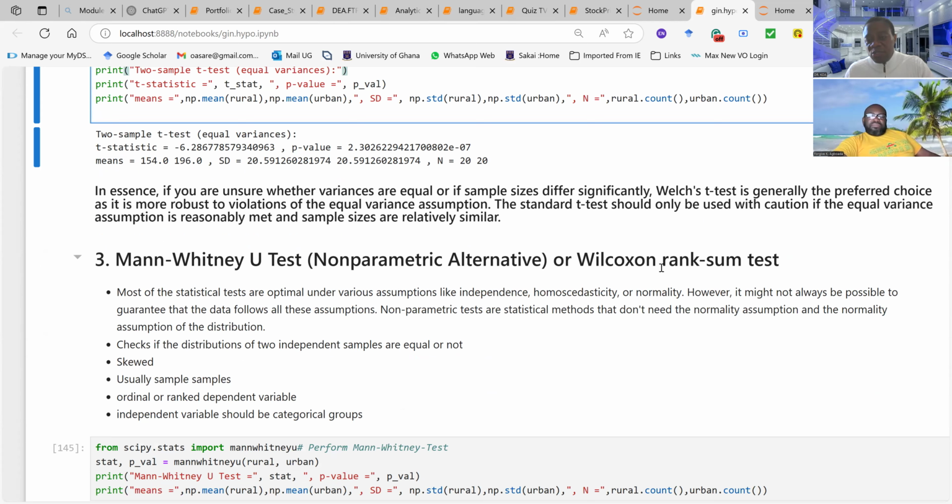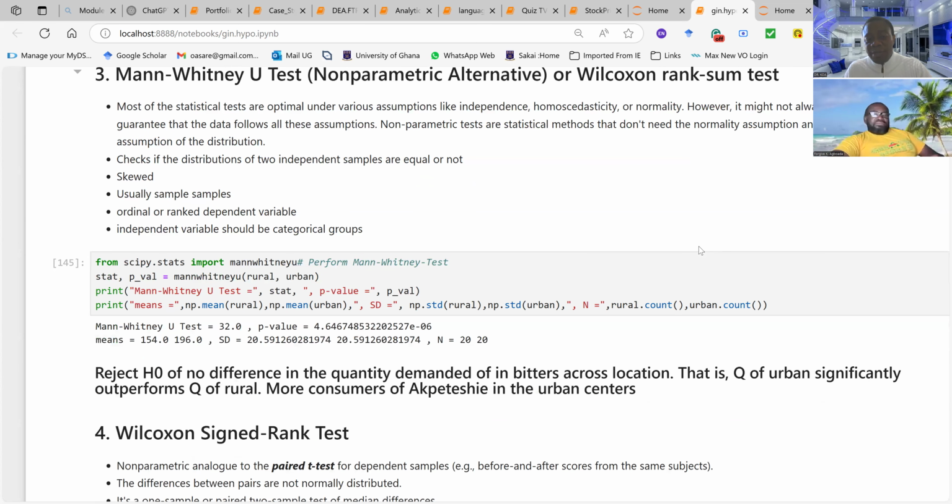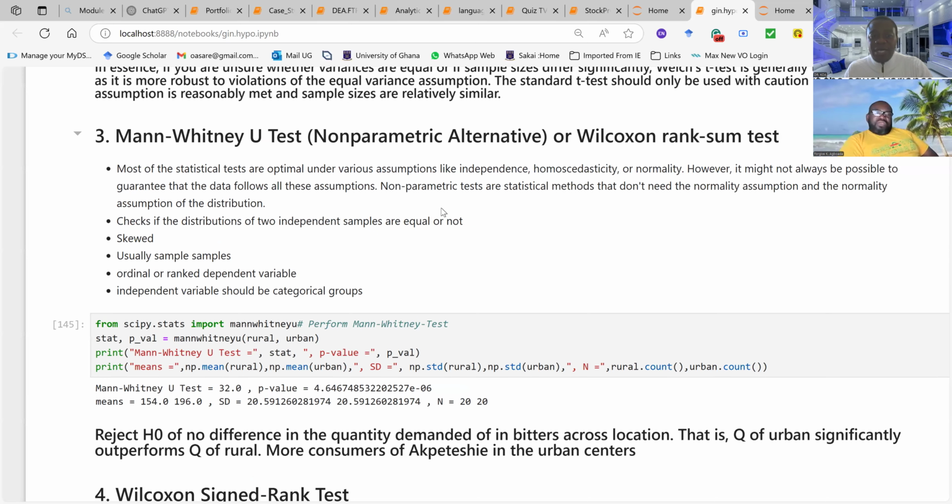The Mann-Whitney U-test is also called the Wilcoxon rank sum test. Now, please note, this is a non-parametric analog of whatever we have done. This is just assuming that the data is not normal. That's all, nothing more. So if you check and the data is not normal, then you can look at that.